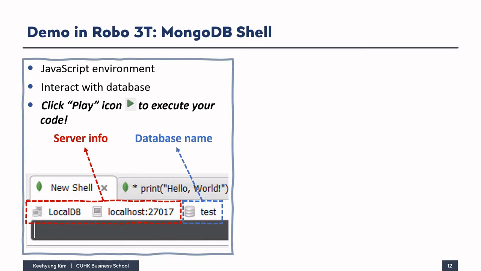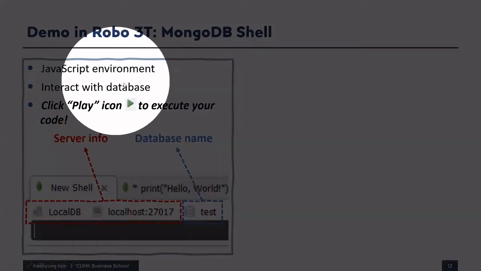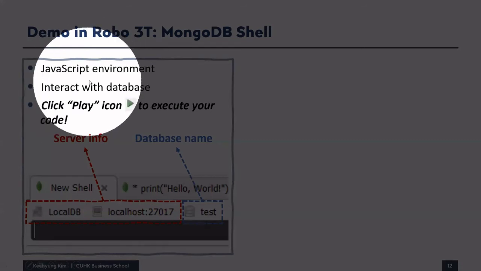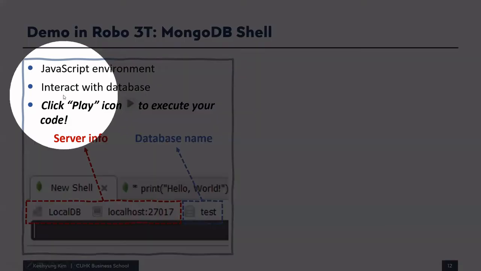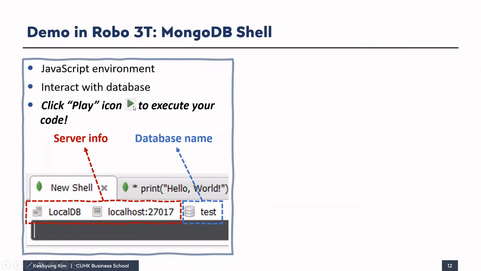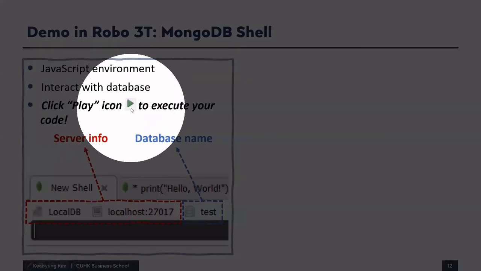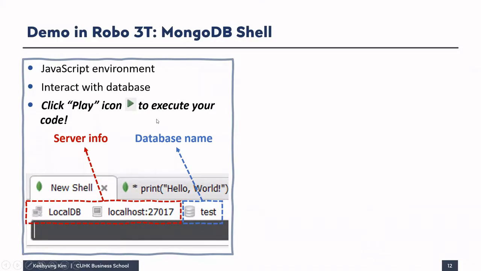It's a shell. So basically, it's an area where you can code something and perform some operation. And MongoDB supports a JavaScript environment. So if you are familiar with JavaScript coding, you can code some JavaScript here and perform it. In this shell, you can interact with the database. And once you type some code here, you can click the play icon on the top to execute your code.